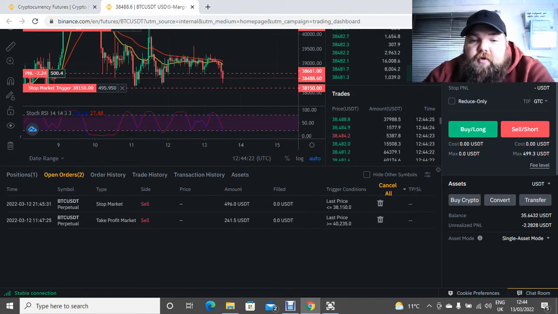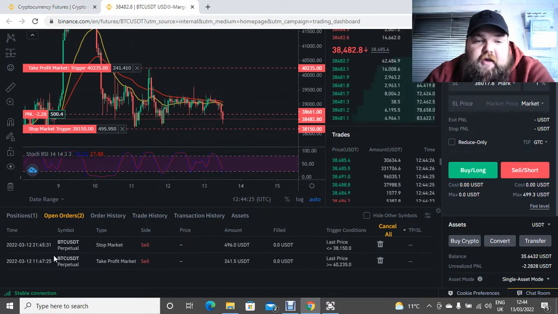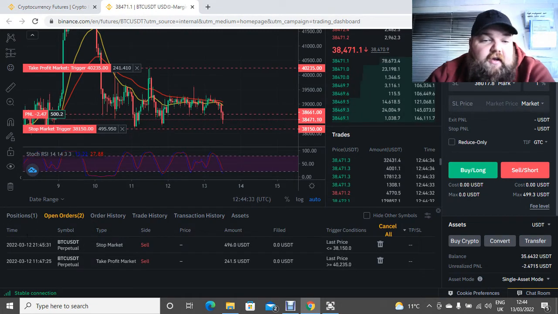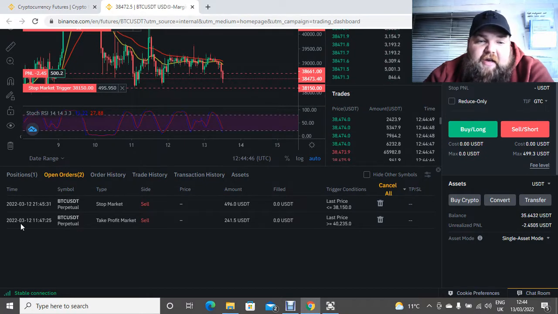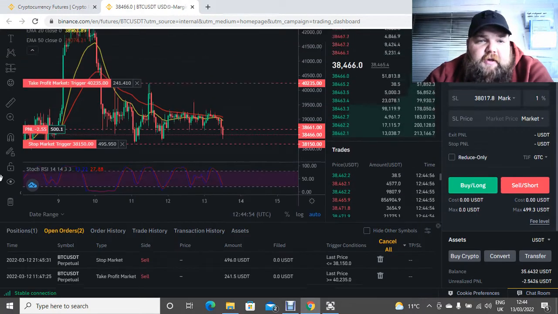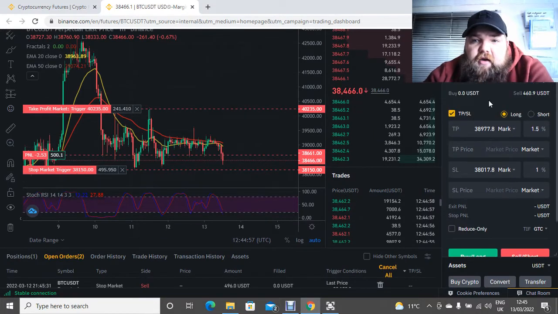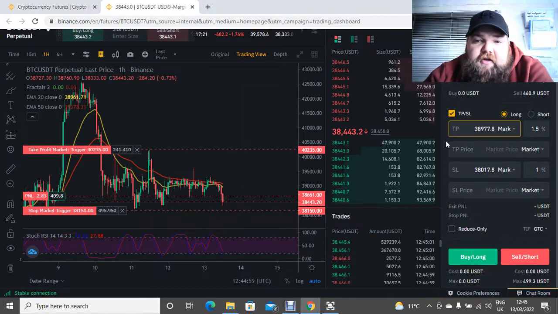So I've set up my previous one here with a stop loss at 38150 and a take profit at 4235. Now you can see the 2 different prices here. I set it up so that it will close my full position if Bitcoin gets to 38150, and this one here will take profit. It's only a half take profit, so it will take half my position and sell it, and I'll hold on to the other half. So that's how you set up an order, a take profit and a stop loss on Binance.